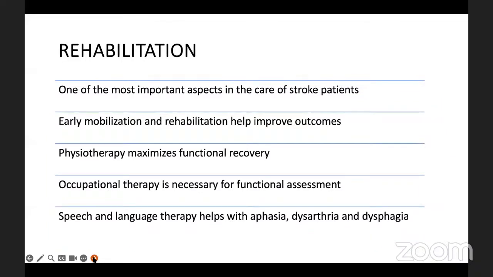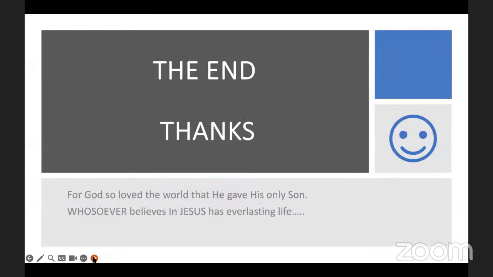So when somebody has had a stroke, you have to rehabilitate the person. So you need a physiotherapist, occupational therapist, speech therapist to be able to do that.